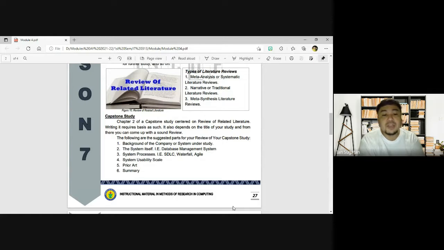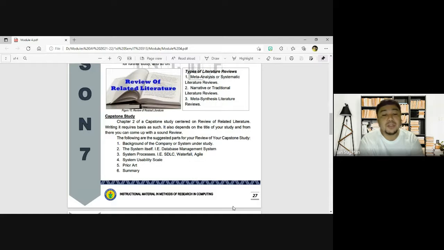For number three, you have the system processes. The example of this is the SDLC, or the System Development Lifecycle. So you're going to discuss the steps of SDLC. We're going to discuss waterfall also, if ever you choose waterfall, or if ever you choose agile programming. Those basically are the system processes that you're going to discuss.